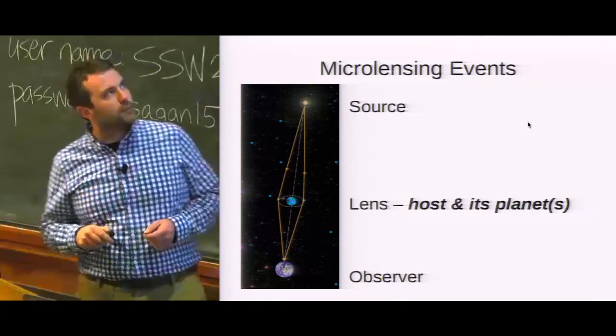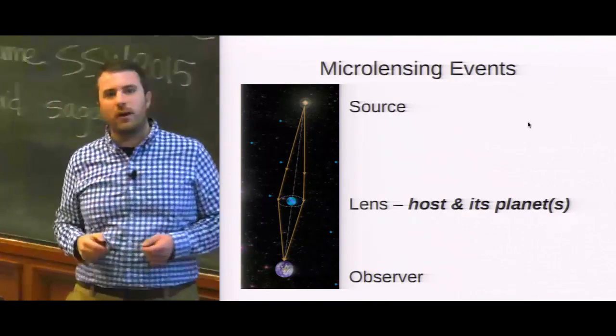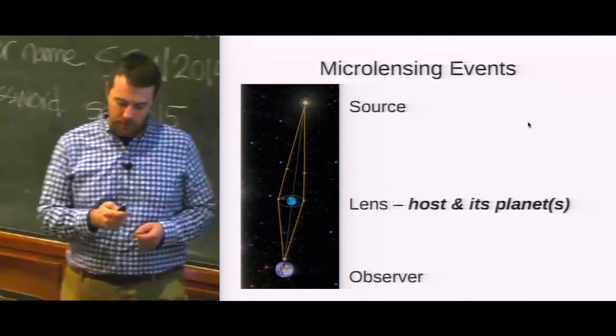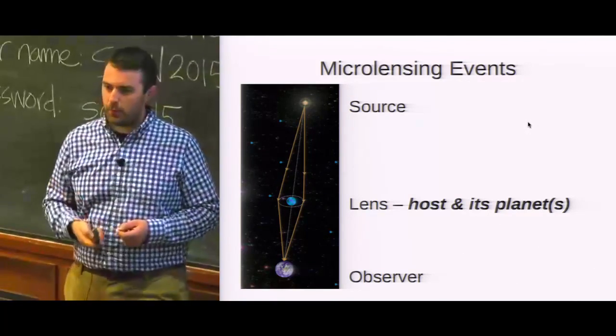It will be in front of the source, and usually the source is, well, by definition, you have to be able to see the source, so that's luminous. The lens being a star, it could be a very low mass star, but we can't see.